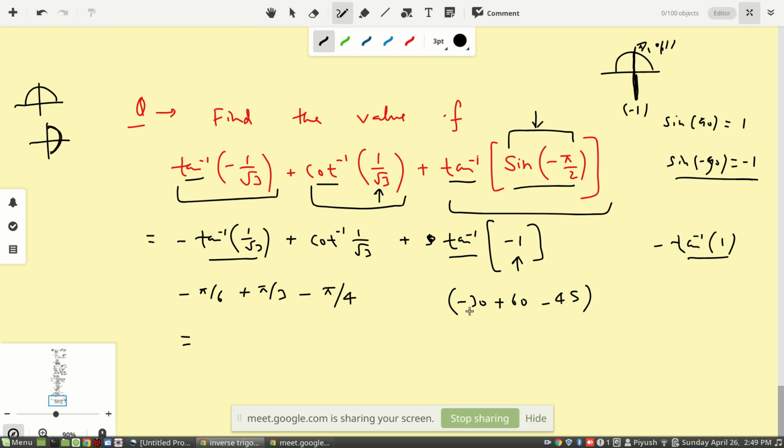And finally, this can be 30, and 60 minus 30 is 30, but that is positive, and then minus 45, so this is minus 15. So the answer is minus 15 degrees. And if you want to write it in pi form, 15 means 30 by 2. So 30 means pi by 6, and the extra 2 is outside. So I can say this is 1 by 2 into 30. So 1 by 2 into 30 can be written as pi by 6, and it becomes pi by 12. So it is minus pi by 12.